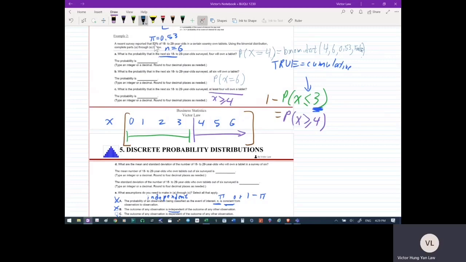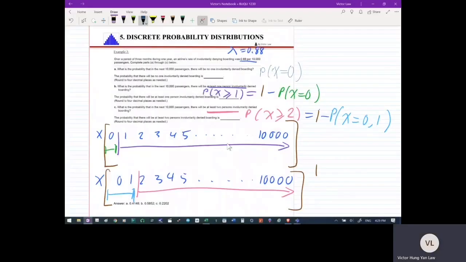Probability is equal to 53%. That's your pi. While for example 3, what we had was 0.88 passengers being denied boarding. So that's your lambda, your average number of events that will occur. That's how you know whether this is a Poisson distribution or binomial distribution. You look at the number that is given to you. Is it giving you pi or is it giving you lambda? In this case, we're given lambda here. So once we understand that concept, then we can solve part A.